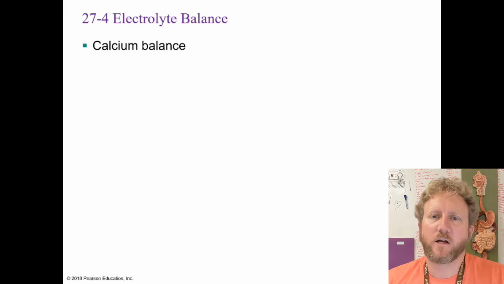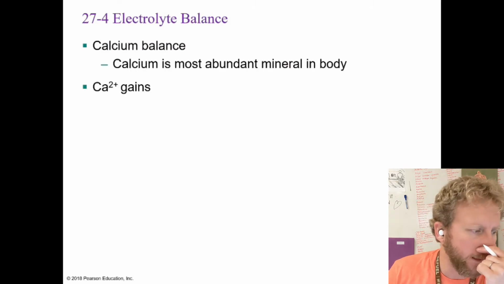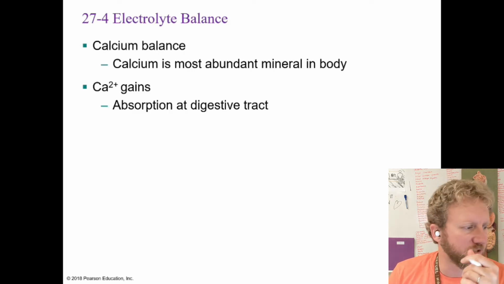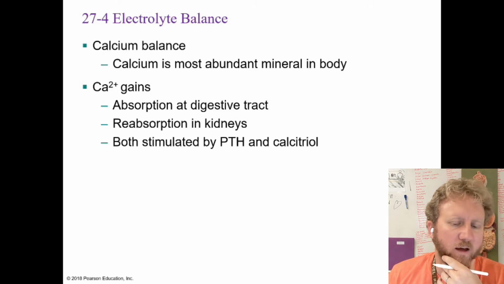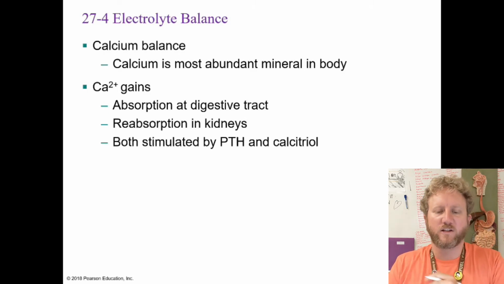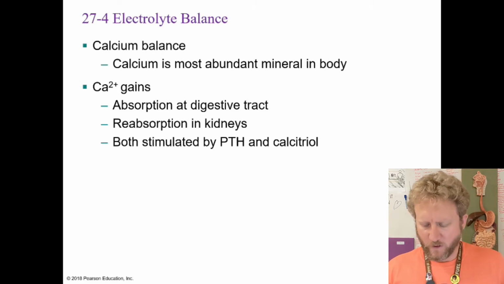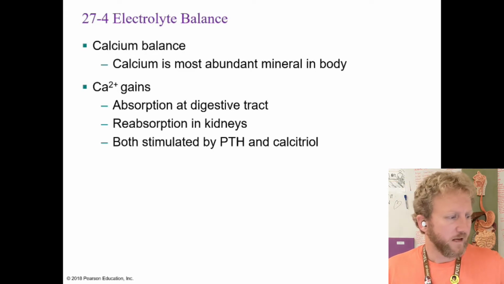All right. Calcium balance is another big one, another ion that's found in your body. It's the most abundant mineral found in the body. Gains in calcium come from the digestive tract and reabsorption in the kidneys, and both of the gains are stimulated by parathyroid hormone and calcitriol, which are important in the endocrine system that we talked about last semester.